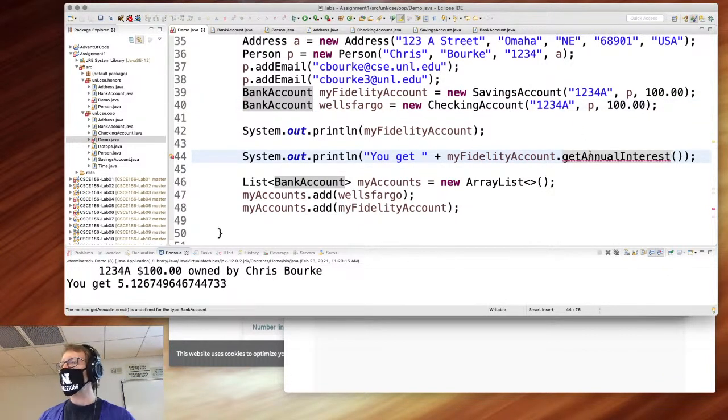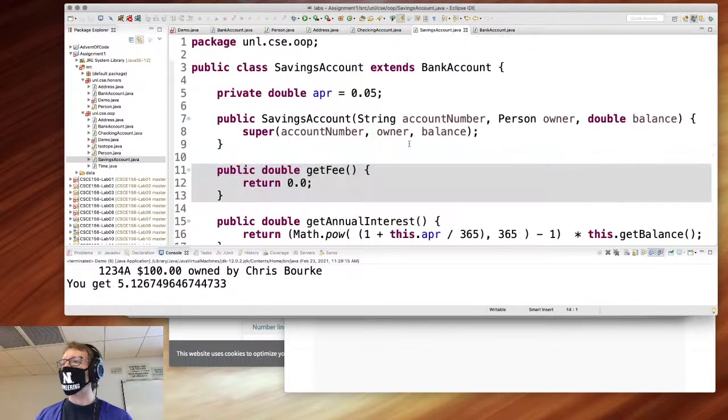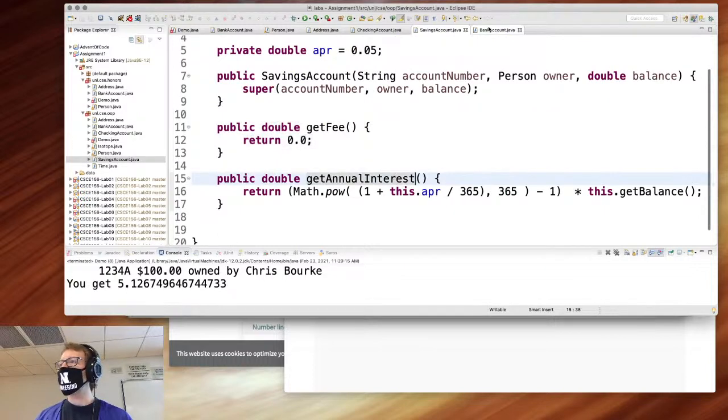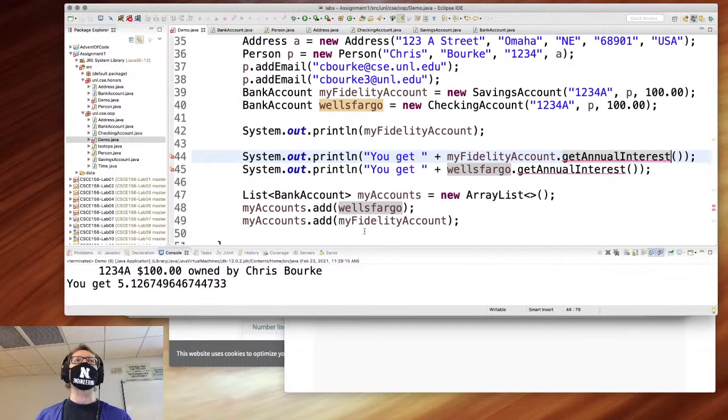Get annual interest on my Fidelity account, get annual interest on my Wells Fargo account, right? Those both have getAnnualInterest methods. I just wrote them, right? There's getAnnualInterest in the savings account. There's getAnnualInterest in the checking account. So why did that break?